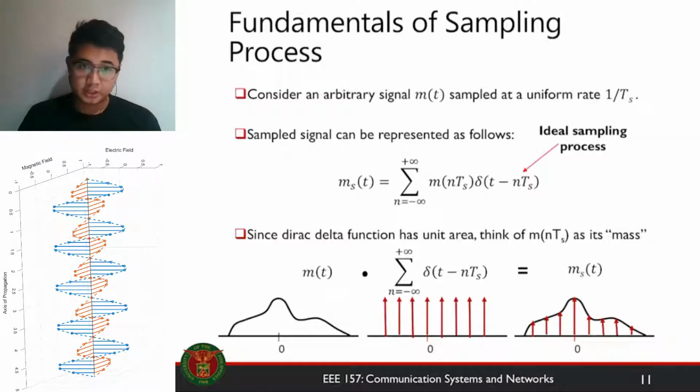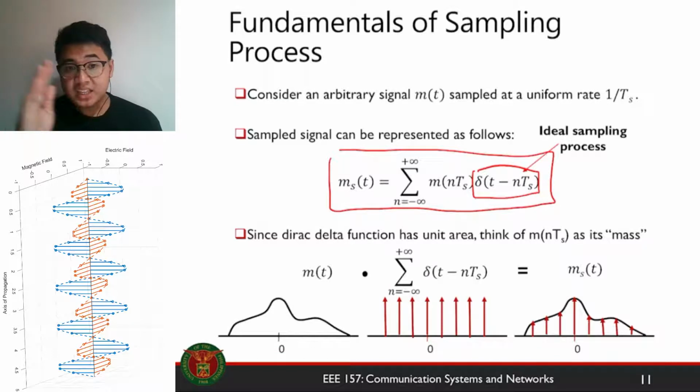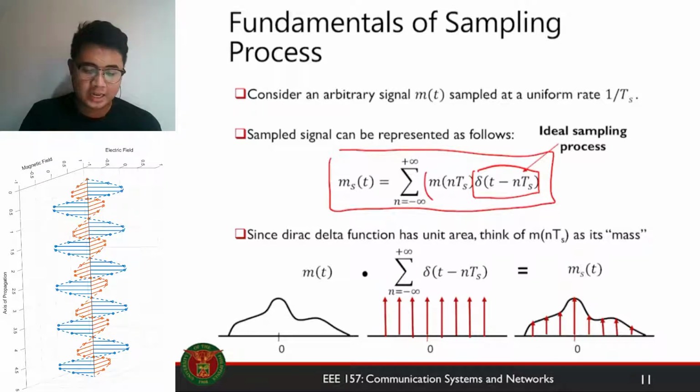Okay, so consider a message signal m of t sampled at a uniform rate 1 over ts. What does that mean? Every ts seconds, you get a sample of the signal. The sampled signal can be represented by this equation right here. So basically, you have a delta function every ts seconds, and it is scaled by the value of the message at that point in time, and so on and so forth. To visualize that, you have this graphic here at the bottom of the slide.